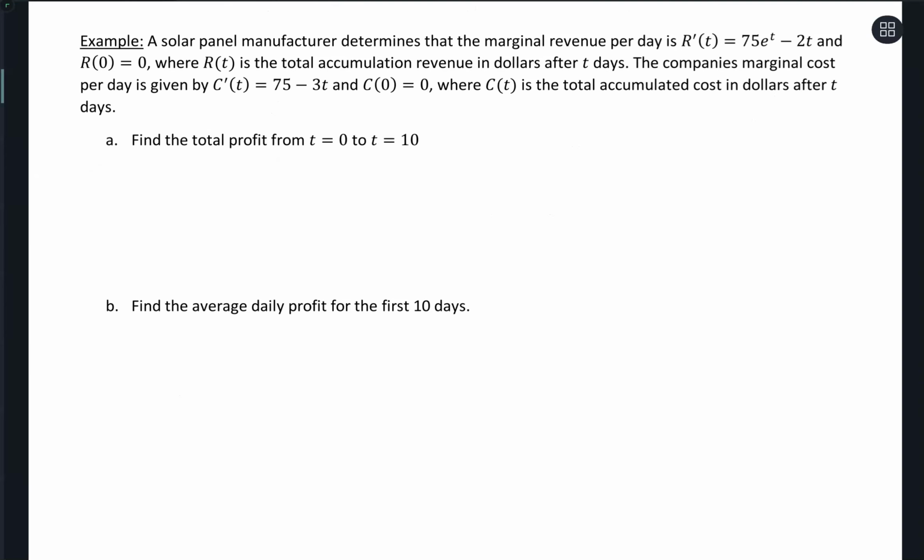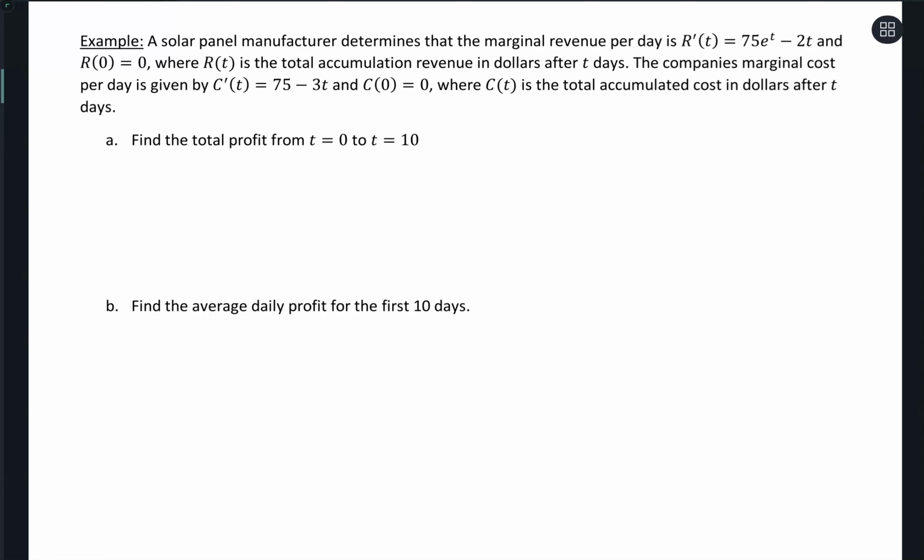So this last one is a business application. So we're looking at a solar panel manufacturer. We have our marginal revenue is r prime of t equals 75 e to the t minus 2t. And we have the information that r of 0 is equal to 0, where r of t is the total accumulation revenue in dollars after t days. The company's marginal cost, c prime of t, is given by 75 minus 3t, and we have that c of 0 equals 0. So we have a coordinate there to work with, where c of t is the total accumulated cost in dollars after t days.